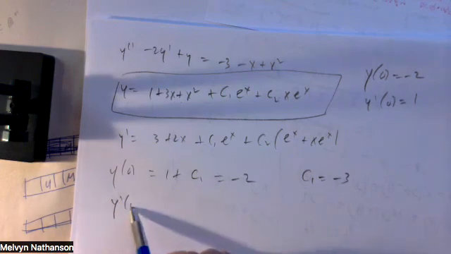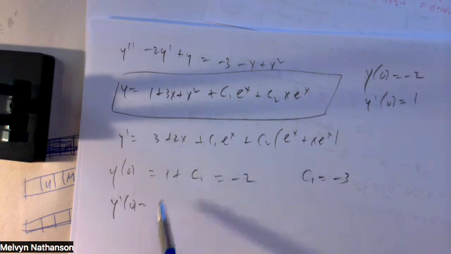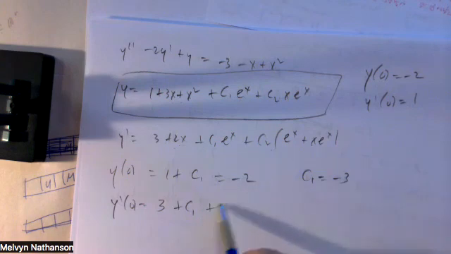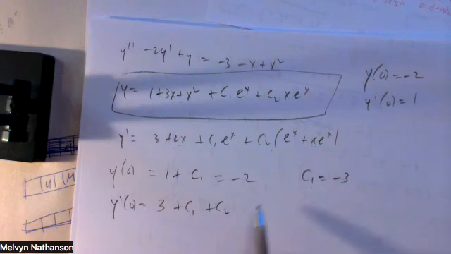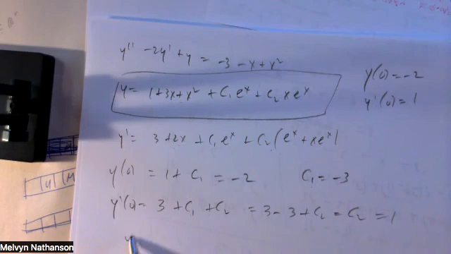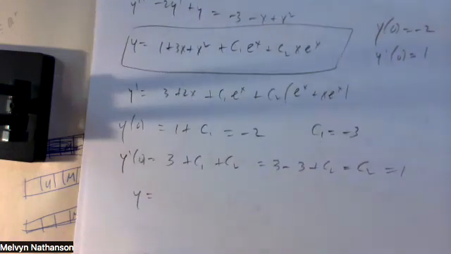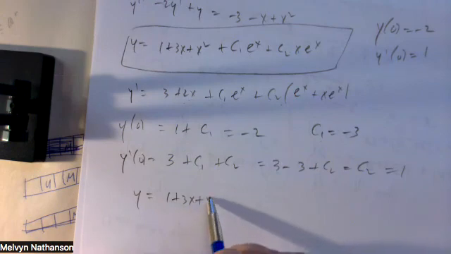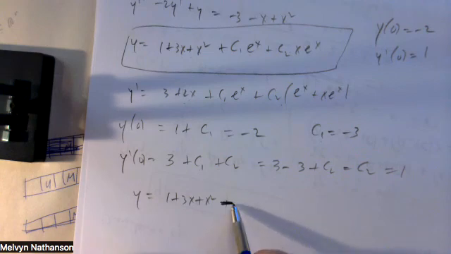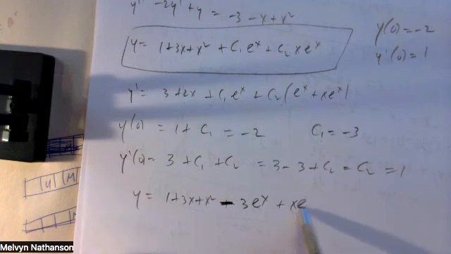And y prime of 0, when I plug in x equals 0, I get 3 plus 0 plus c1 plus c2 plus 0. So 3 plus c1 plus c2. And c1 is minus 3. So that's 3 minus 3 plus c2, which is c2. And that's supposed to equal 1. So for the initial value problem, the solution is 1 plus 3x plus x squared plus c1, minus 3e to the x, plus c2, which is 1, xe to the x.